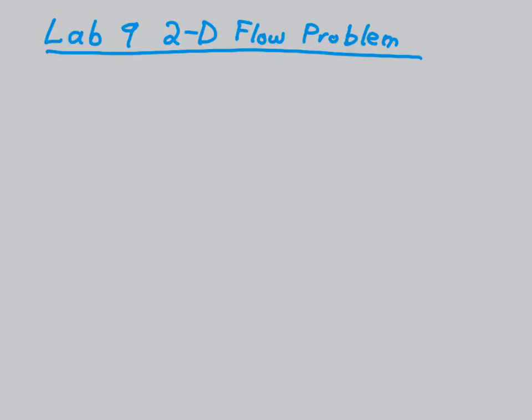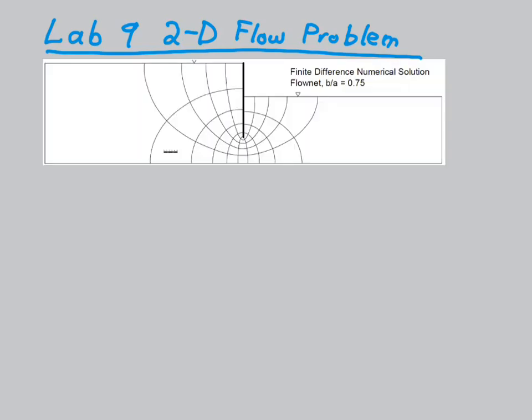I want to cover the Lab9 2D flow problem. Specifically, I want to explain how to take the flow rate that we measured in the lab and convert that to the flow rate you'd expect in the field. A number of you had trouble with this in the lab write-up, so I thought I'd go over it.